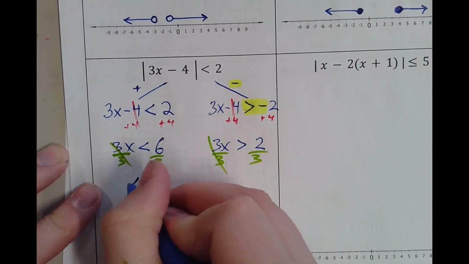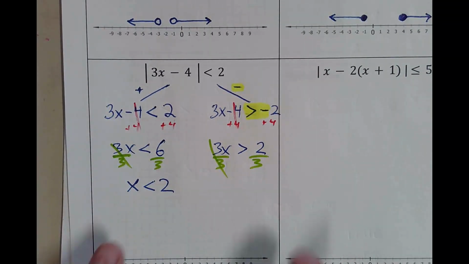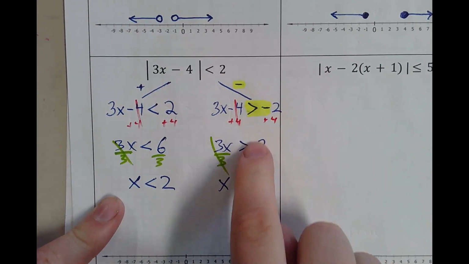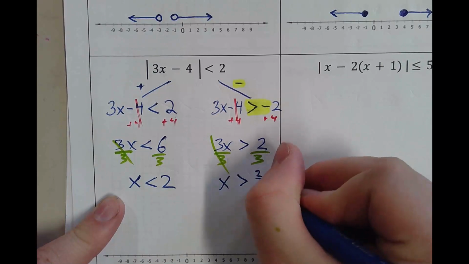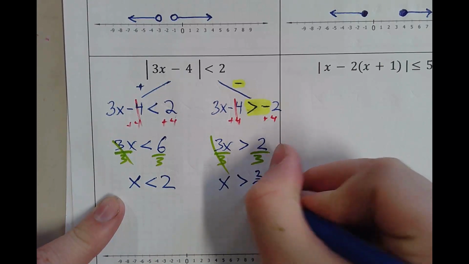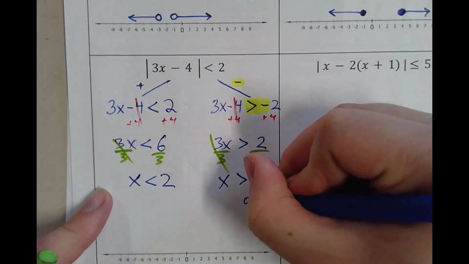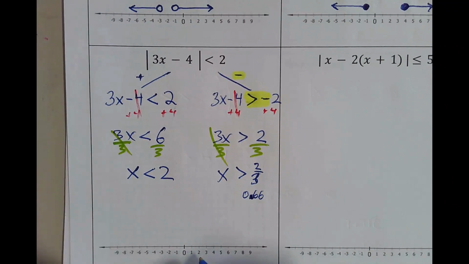The first one is x is less than 2 because 6 divided by 3 is 2. And the second one is x is greater than 2/3. Well, 2 divided by 3 is just 2/3. 2/3 is 0.66 repeating. So I need to graph these 2 boundary points. Let's see what it is.